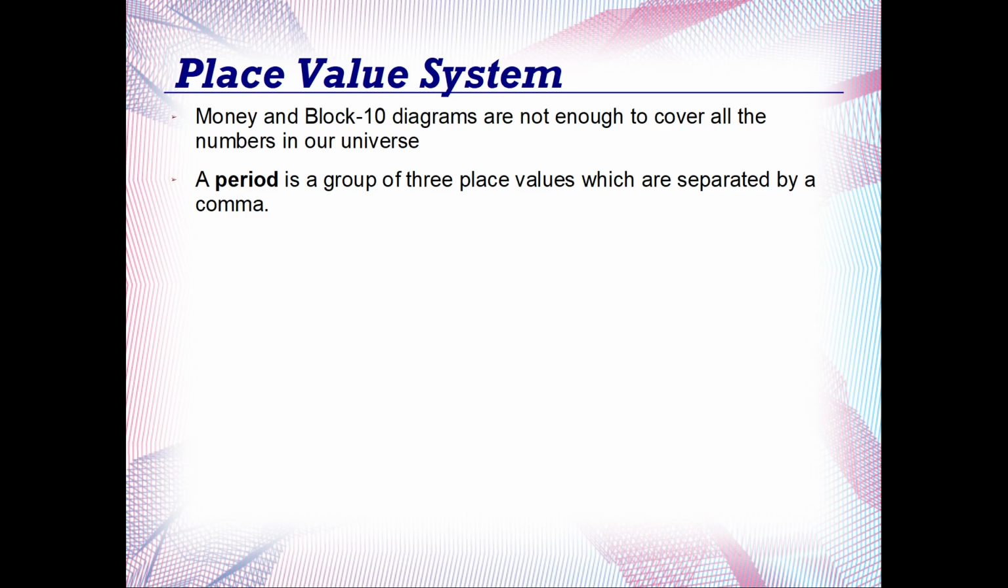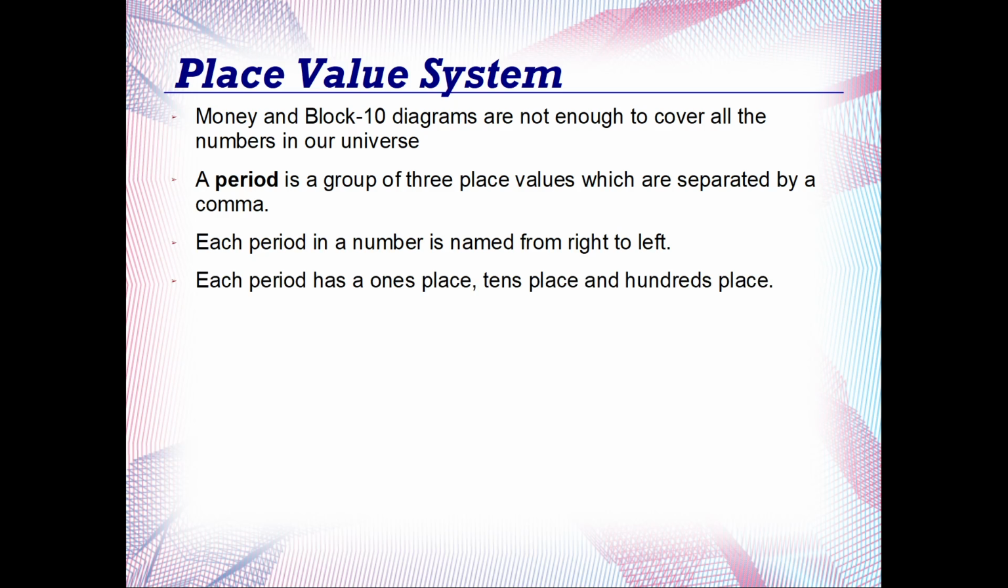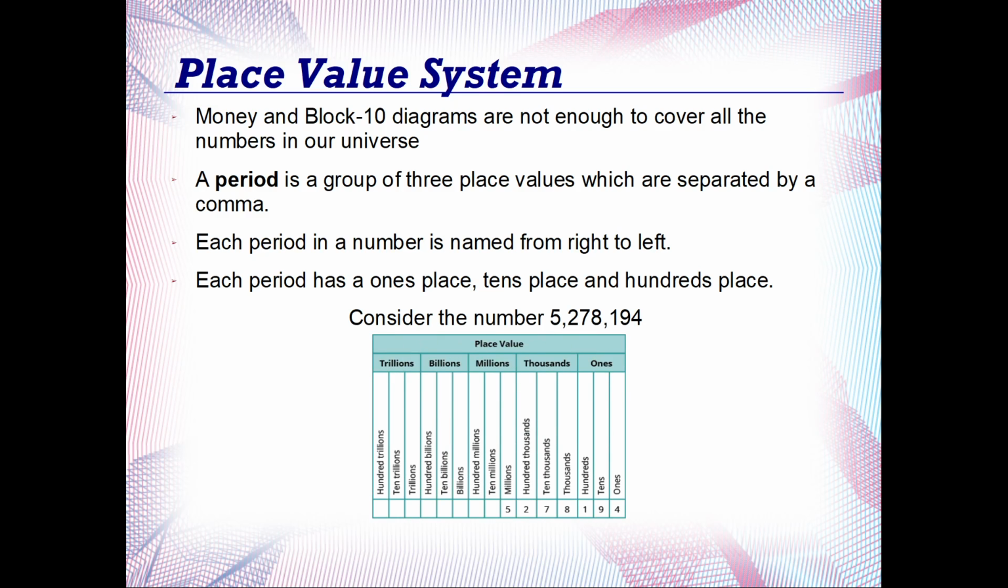When we're looking at a number, we divide the digits up from the right side into groups of 3. We separate these groups of 3 with a comma, and we call each group of 3 digits a period. Inside each period, we have a ones place, a tens place, and a hundreds place. The periods are named from right to left: we start with the ones period, then the thousands period, then the millions period. Let's take a look at what that looks like on a chart.